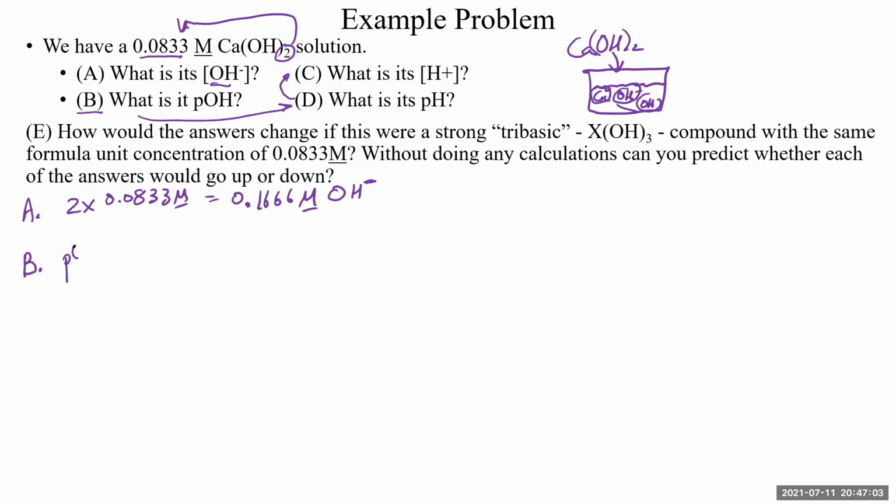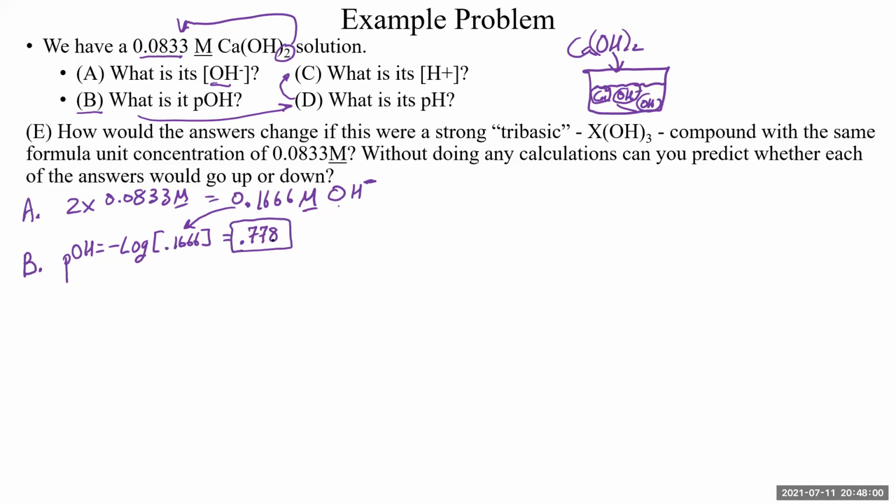What is the pOH? So pOH equals the negative log of hydroxide ion concentration. This, conveniently, you've earned it. So just plug it in. And this is approximately 10 to the minus 1. So we get 0.778, approximately 1. 0.778 is our pOH, no units, because pH and pOH have no units. So that's our pOH. That's the answer to B.